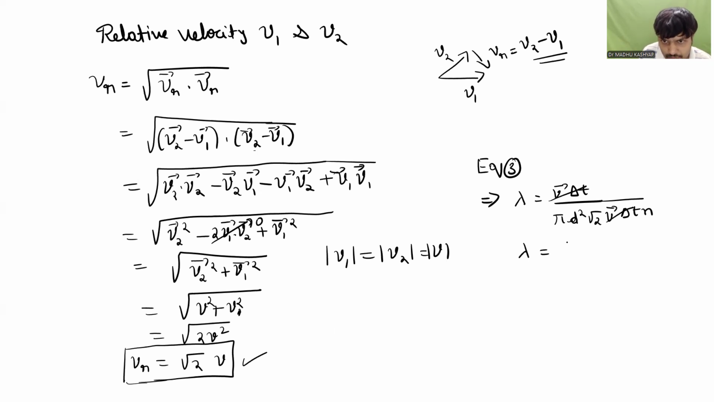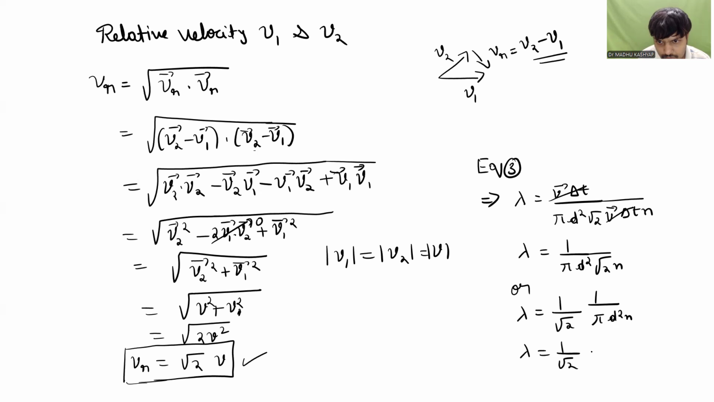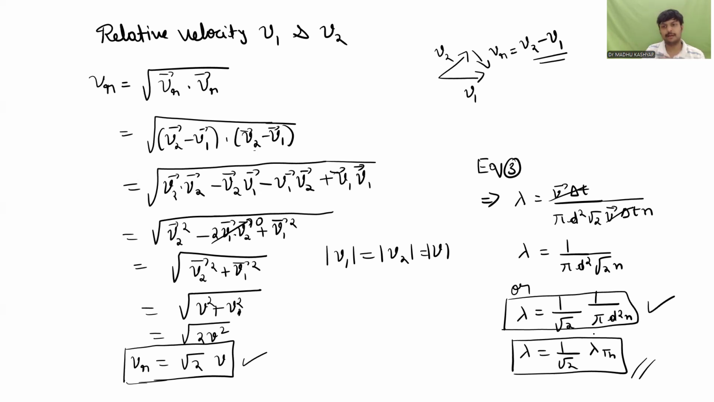So lambda is equal to 1 by pi d squared root 2 n, or lambda is equal to 1 by root 2 times 1 by pi d squared n. This 1 by pi d squared n is nothing but the theoretical mean free path. So lambda is 1 by root 2 times the theoretical mean free path. This is your derived expression for mean free path.